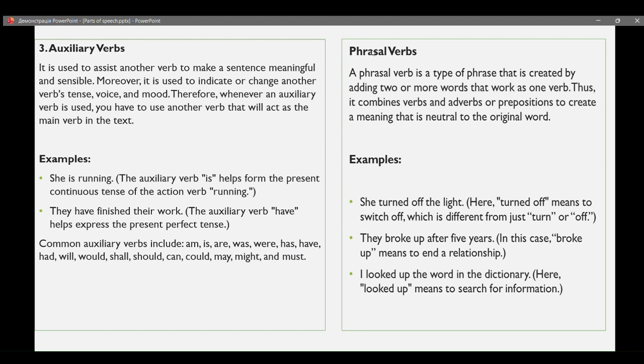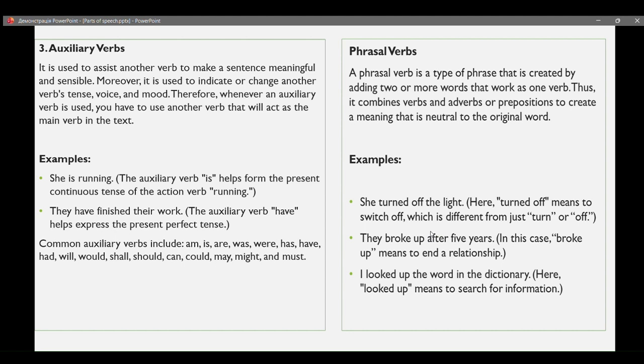We have here also phrasal verbs. A phrasal verb is a type of phrase that is created by adding two or more words that work as a verb. For example, she turned off the light. Here, turned off means to switch off, which is different from just turn or off. So, separate, they make another sense, but together they mean switch off.